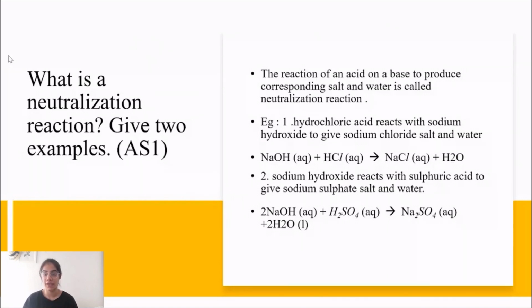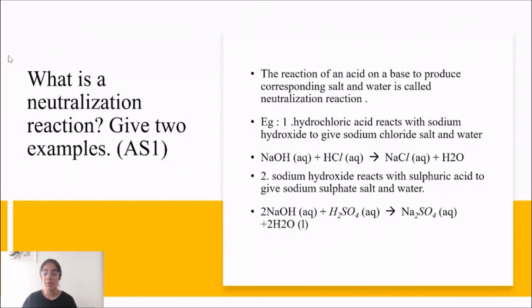When you are giving the two examples, it is important that you write the chemical equation along with the word equation, and the entire answer can be in the form of points. So you can mention the reaction of an acid on a base to produce corresponding salt and water is termed as neutralization reaction. Example 1, hydrochloric acid reacts with sodium hydroxide to give you sodium chloride, salt and water. The reaction is as follows: NaOH in aqueous solution plus HCl in aqueous solution gives you NaCl plus H2O. The balanced equation is what needs to be written.